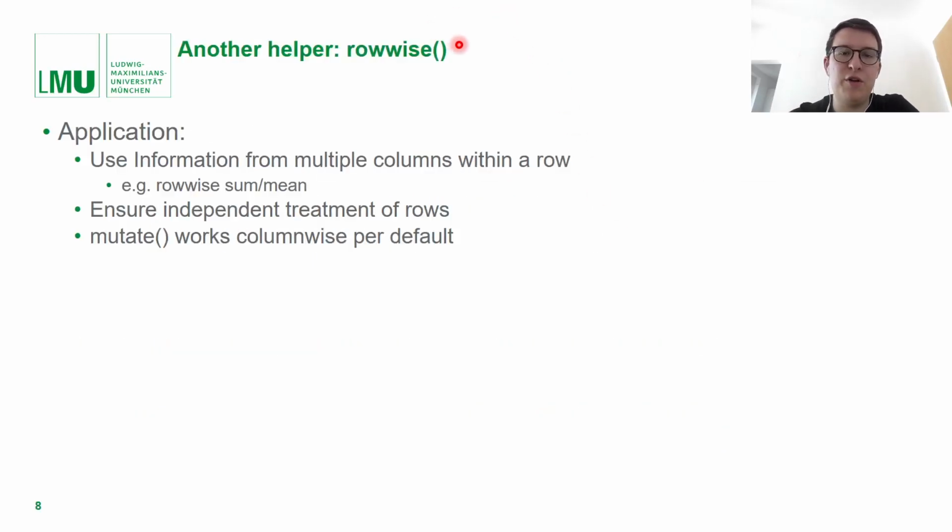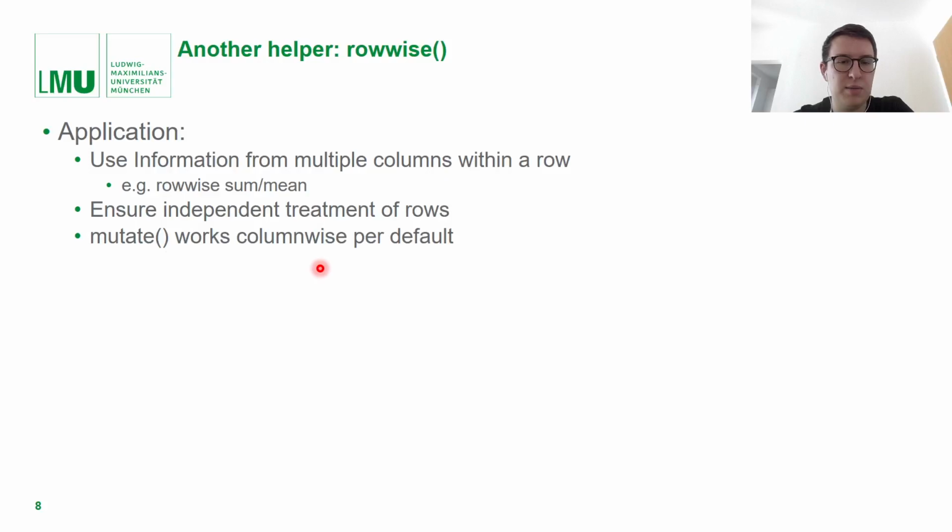All right, and the first little helper that doesn't contain the word apply is called rowwise. It's part of the dplyr package, so it's part of the tidyverse actually. Its application is to use information from multiple columns within a row. So we have, let's say, a row about me, and we have my test results from 5 different tests. And then we could, for example, take the row-wise sum or mean of my test results. It also ensures the independent treatment of rows, because some of these operations can, of course, also be done with mutate.